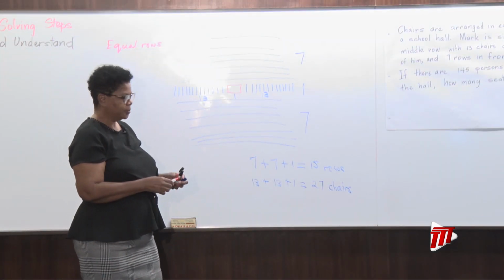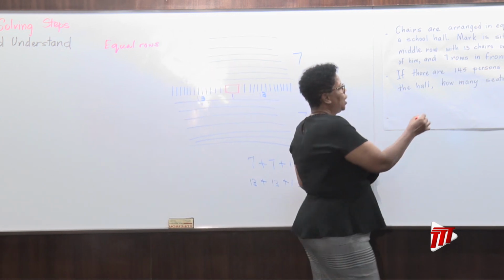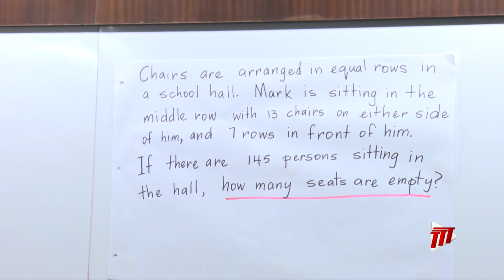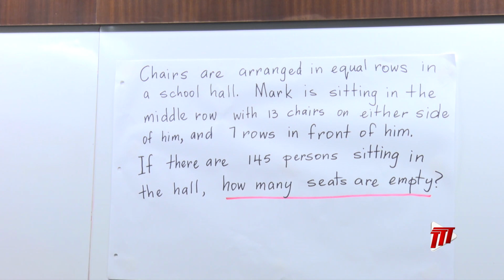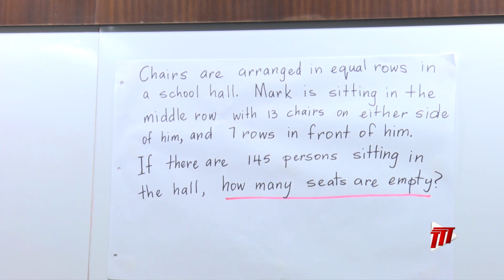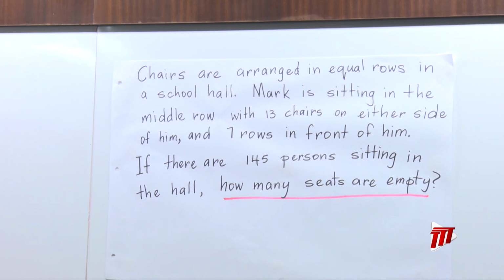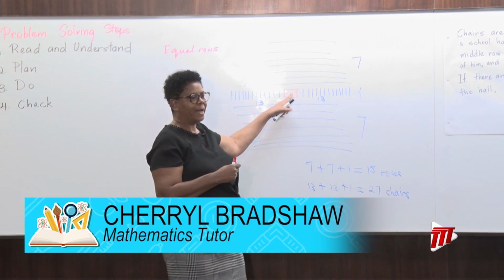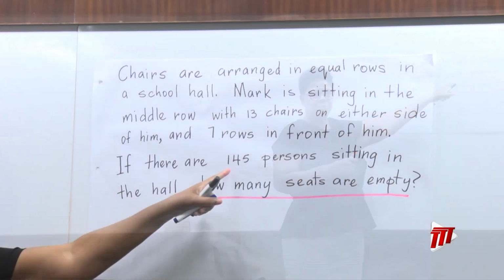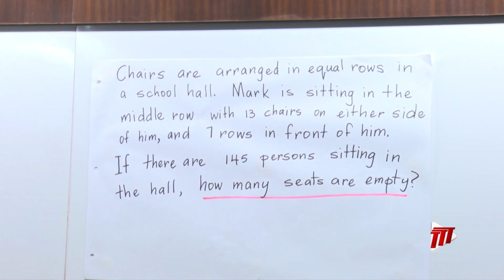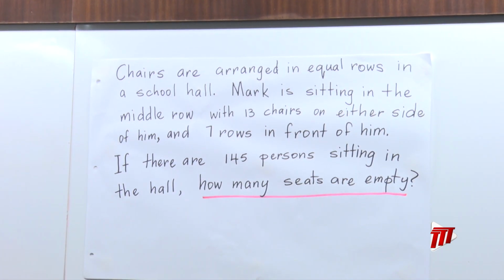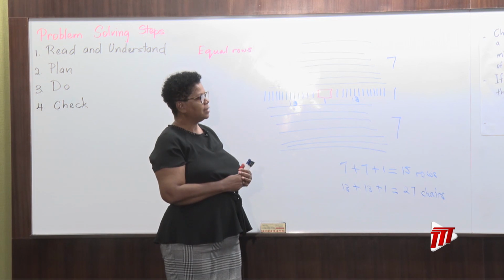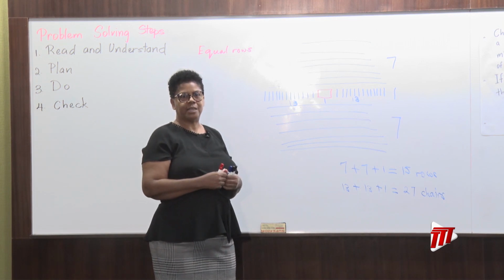What do we have to find out? We have to find out how many seats are empty. But what else were we told? We were told that there are 145 persons sitting in the hall. We have to remember, since Mark is a person, Mark is one of the 145 persons. So if we find out the number of chairs in all, then we are one step closer to finding out how many empty chairs there are.